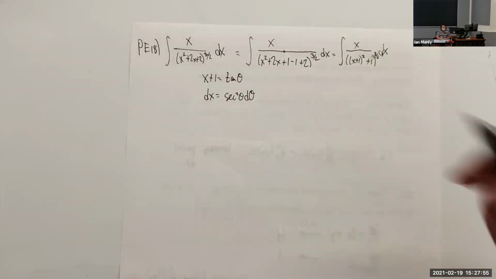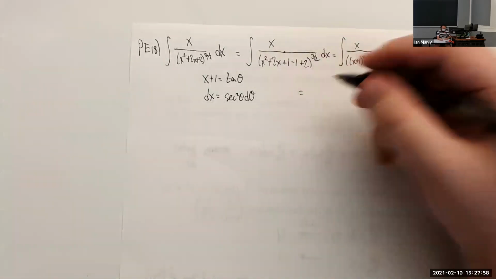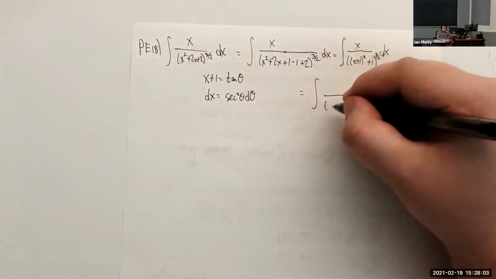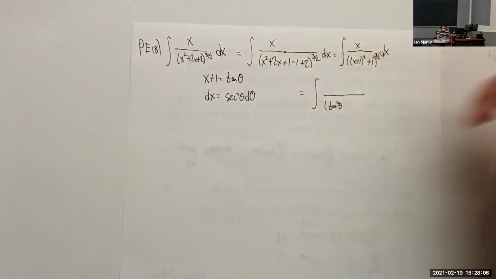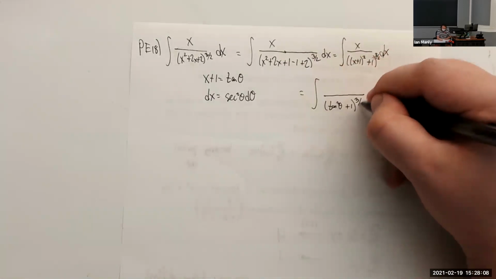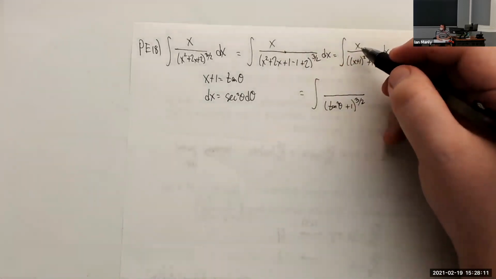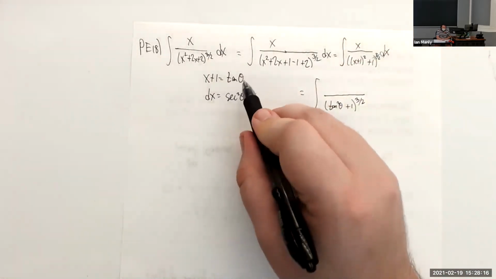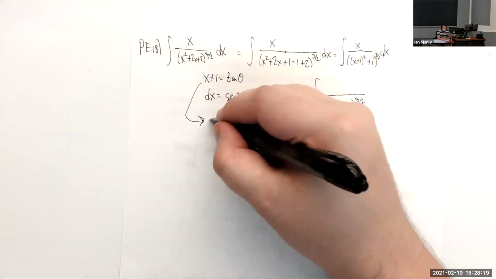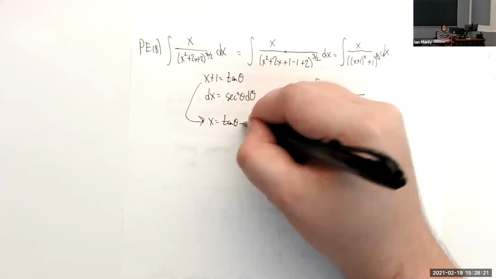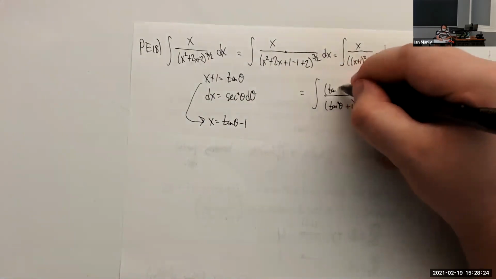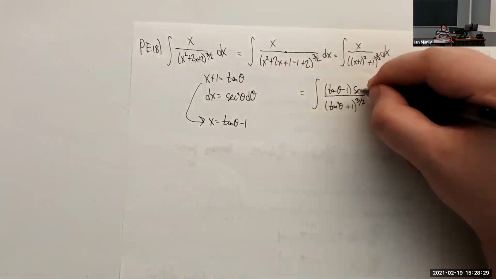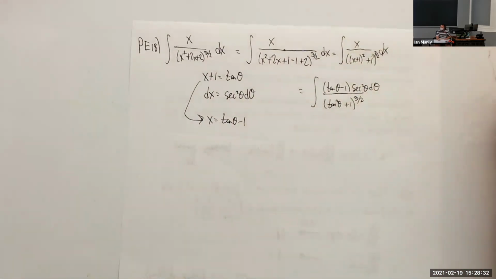All right, so let's go ahead and substitute in everything. So I have x plus 1 squared is tangent squared, and then I have plus 1 to the 3/2. Now up here, here's where things get a little bit messy. I have an x, right? But here I have x plus 1 is tangent, but that's not too hard of an issue to deal with. I could just say that x is tangent of theta minus 1. So tangent of theta minus 1 up here, and then I have dx is secant squared of theta d theta.